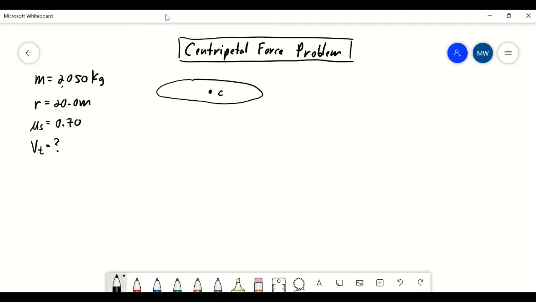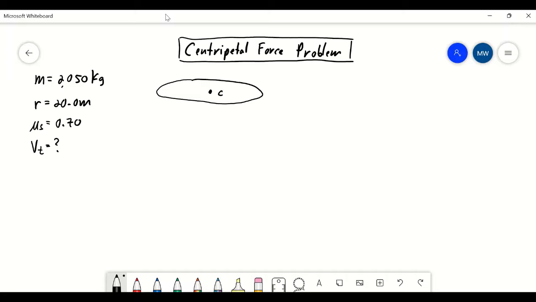Okay, so you just read the question. We have a centripetal force problem. There's a car that's 2,050 kilograms, and it's trying to round a corner. And the corner has a radius of 20 meters. The coefficient of static friction was also given. It was 0.7. So we're trying to find out how fast the car can go without slipping.